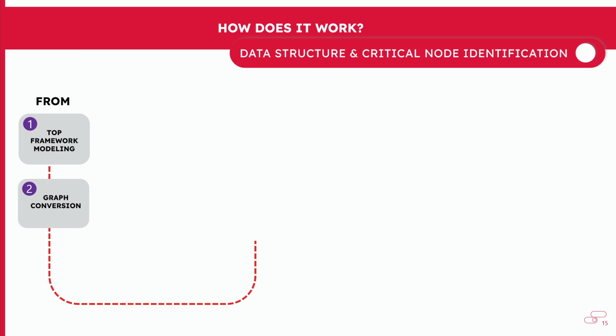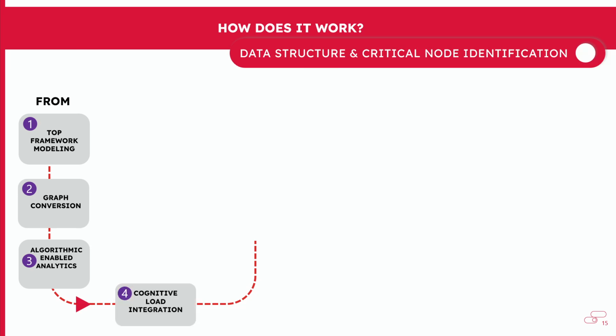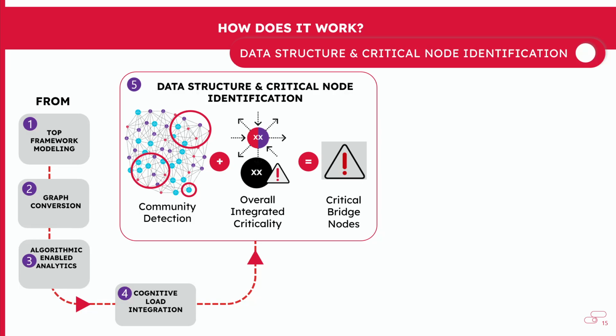In summary, the first step is the TOP framework modeling. Secondly, the graph conversion. Third, the algorithm-enabled analytics and the cognitive flow integration. Once we have all these separate results, we can also combine them. We have results from the community detection, and we have results from the criticality integrating the cognitive load modeling. And it could reveal critical bridge nodes. What are these critical bridge nodes?